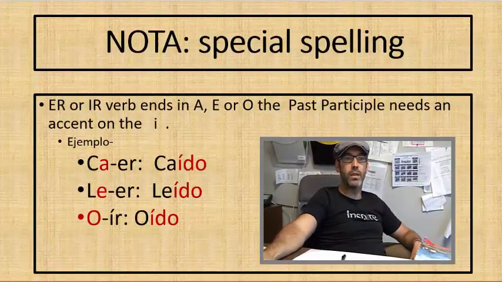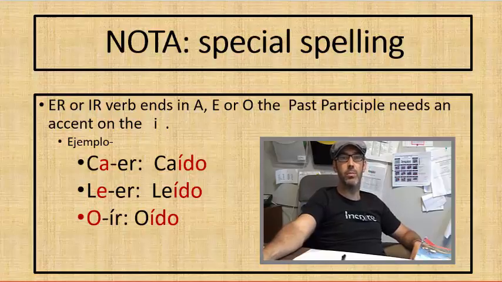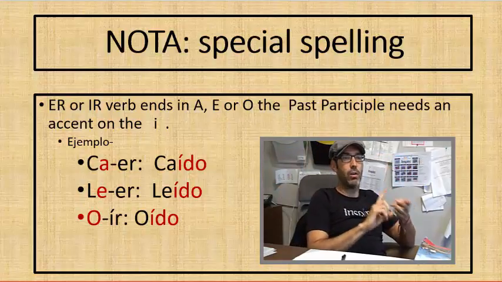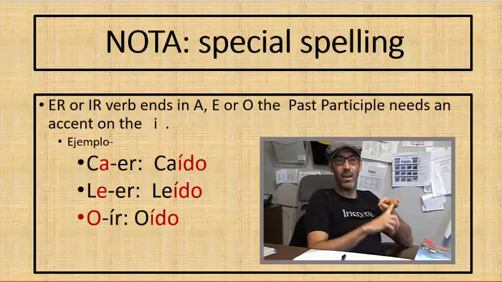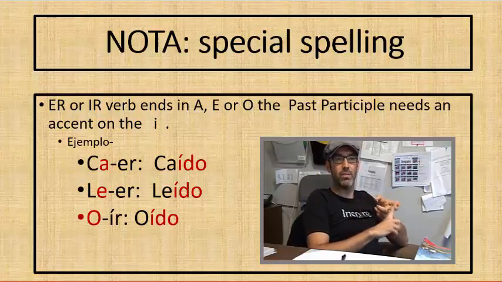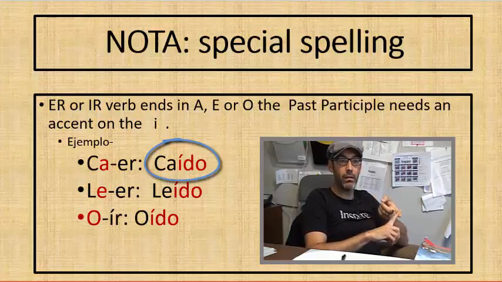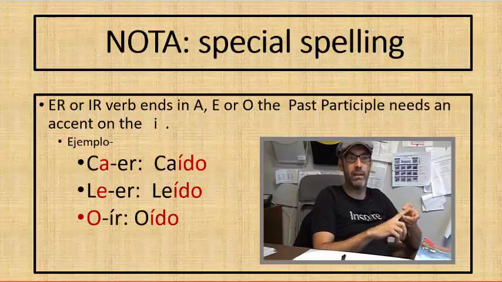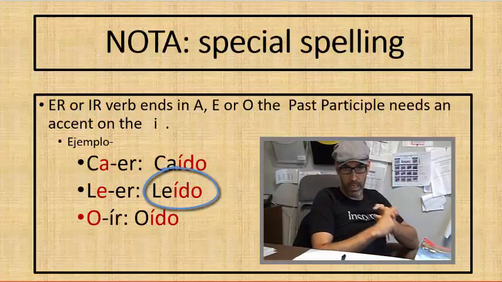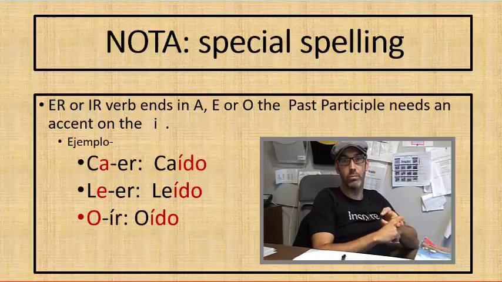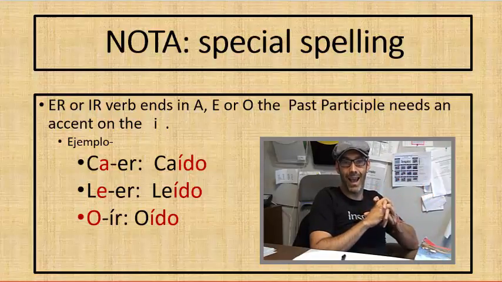Let's make a note here that we have some special spelling within the Preterito perfecto on some of these past participles. So when we have ER or IR verbs that end in either A, E, or O, the past participle must carry an accent on the I. Okay, so if we have caer, caído, acento en la I. If we have leer, leído, acento en la I. If we have oír, oído, acento on the I. Hoy he leído un libro fantástico. Okay. Esta mañana mi mamá se ha caído por las escaleras.